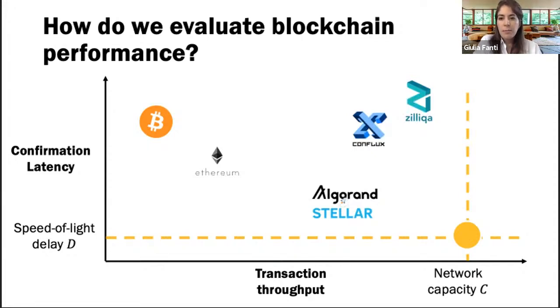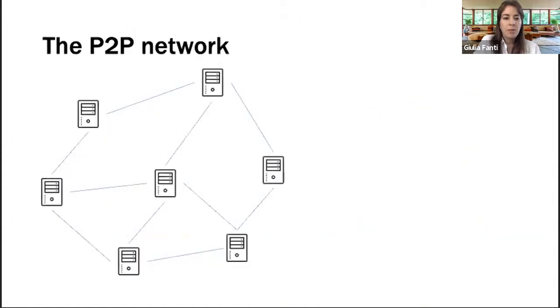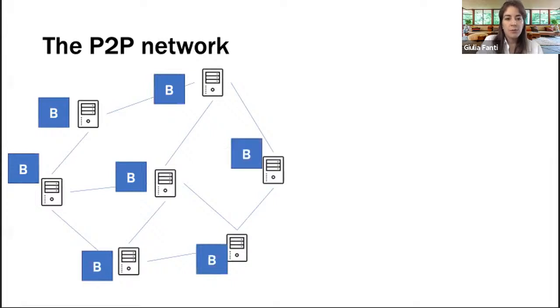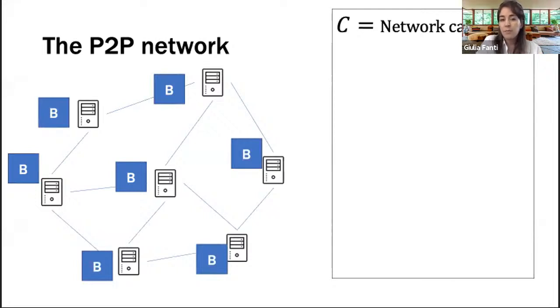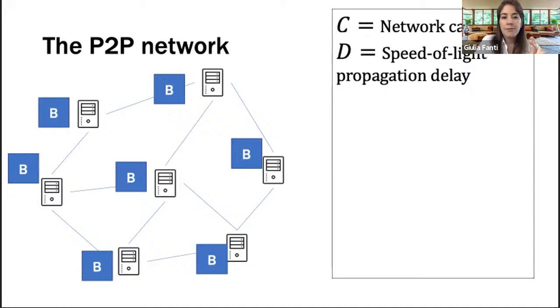As we started thinking about this question, we wanted to model the peer-to-peer network in a way that's a little bit more coarse-grained than what I mentioned earlier, specifically with regards to that diffusion model that we talked about. We have this broadcast network that's used to flood blocks and transactions over the network, and we decided to model this as follows. We have our network capacity C, which again is the number of transactions per second that the network can reliably transmit. And we have D, which is our speed of light propagation delay.